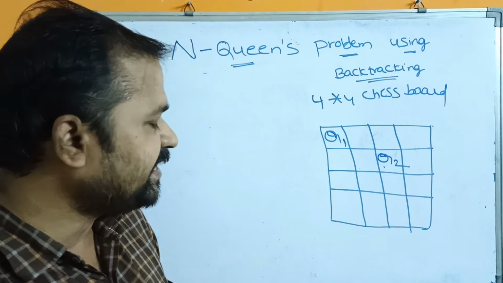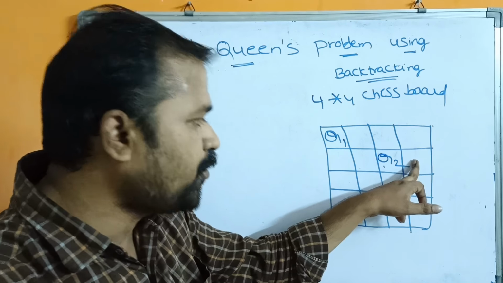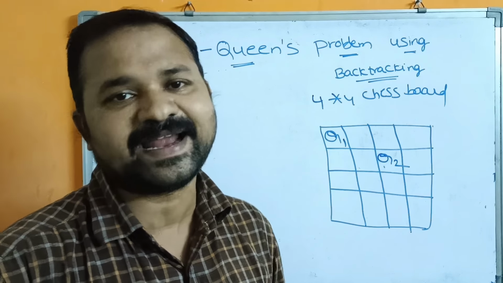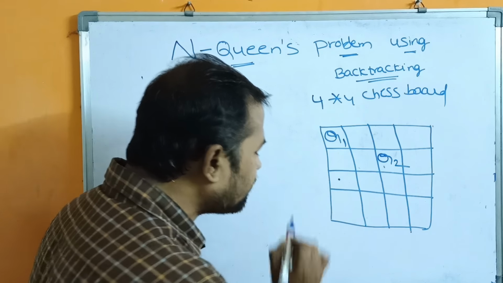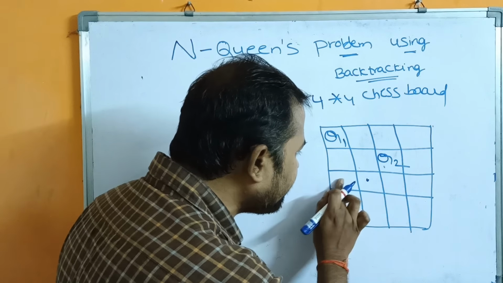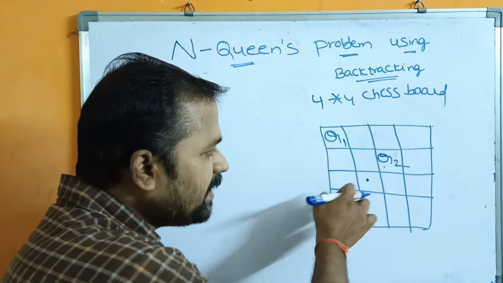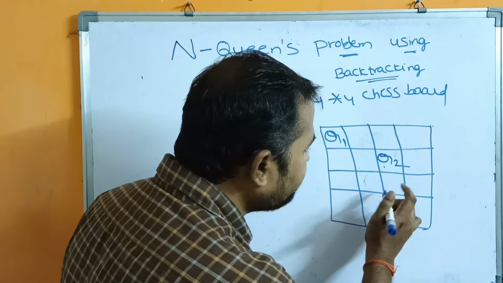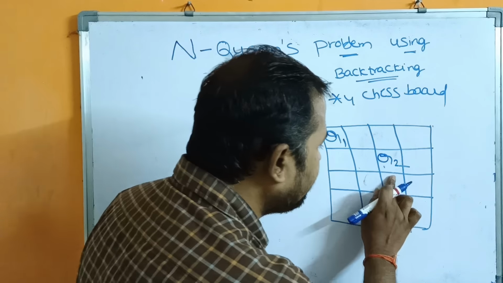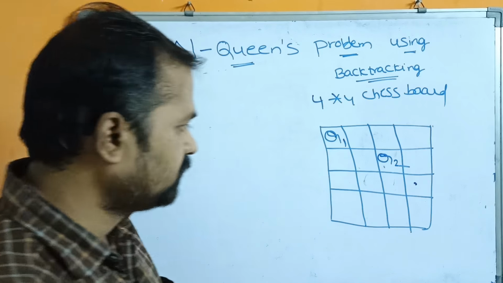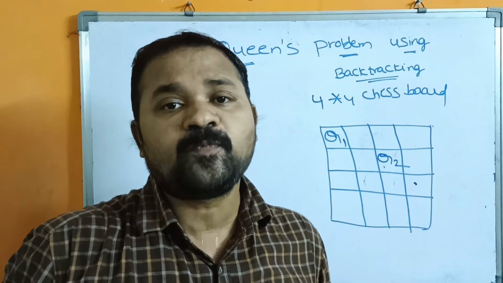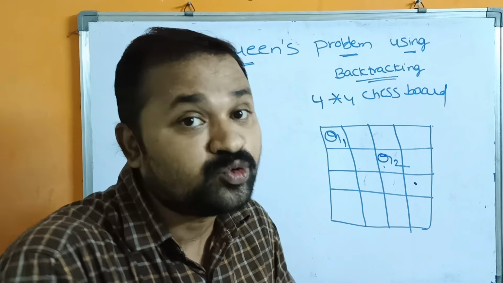So let us place Q3 here. Can we place Q3 here? No. If you place Q3 here, then same row. So those 2 queens will be under attack. Next, can we place Q3 here? No. Same column. Next, can we place Q3 here? No. Why? Because same diagonal. Next, can we place Q3 here? No. Why? Because same column. Can we place Q3 here? No. Why? Because same diagonal. So there is no proper position in order to place Q3.